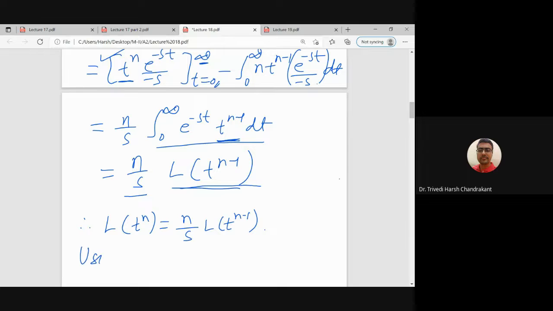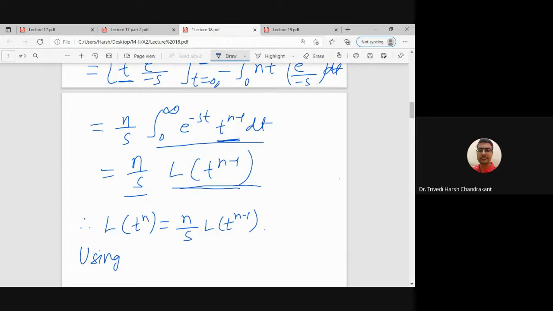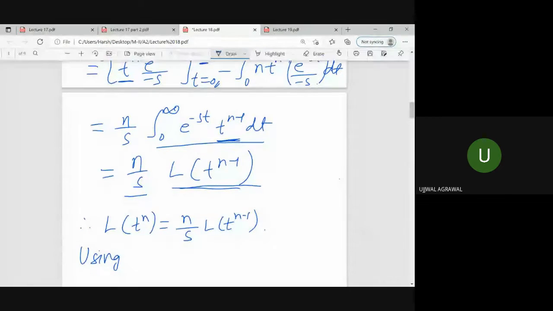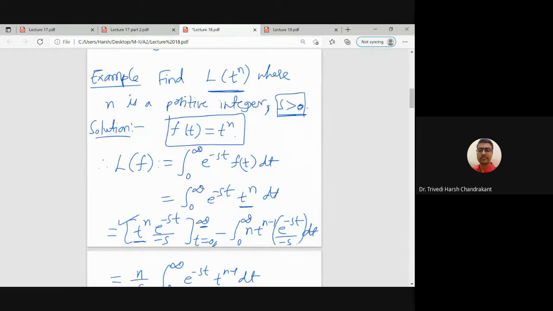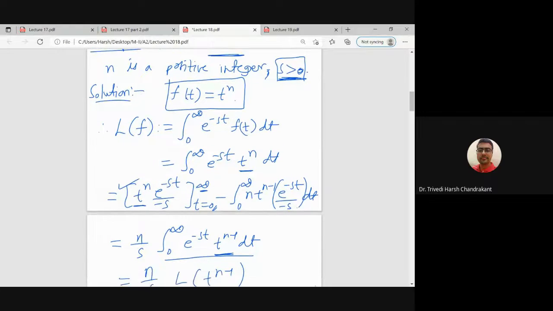So using this, yes, any doubt? Our first term has disappeared. Yes, vanished. That is because s is a positive number. So when s is a positive number, what will be this term when we substitute t is infinity?